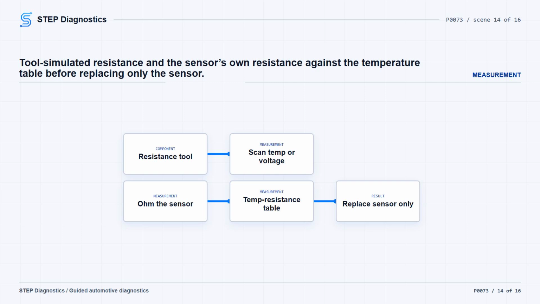If the reading matches the table during tool simulation, but the sensor resistance is not in range for the actual temperature, the sensor is likely faulty. If a table is not available, connect the electrical test kit leads to the harness connector, switch to adjust, turn the ignition on, and slowly vary resistance while watching scan data. The temperature or voltage value should change with the resistance change. If it does, that also points back toward the sensor.